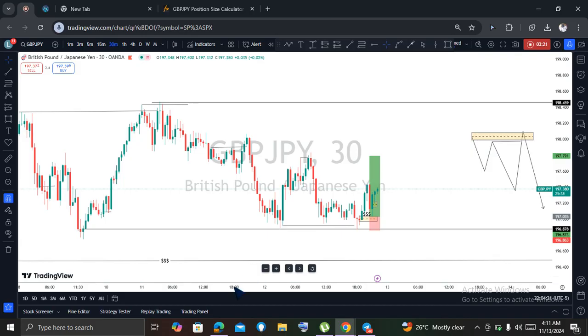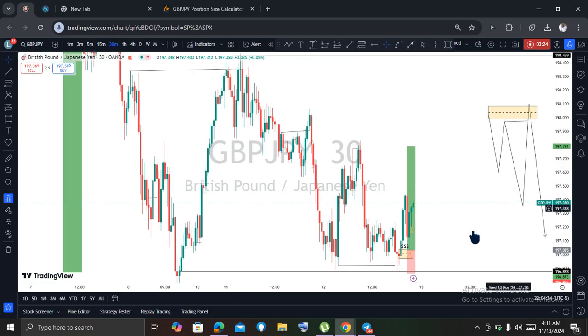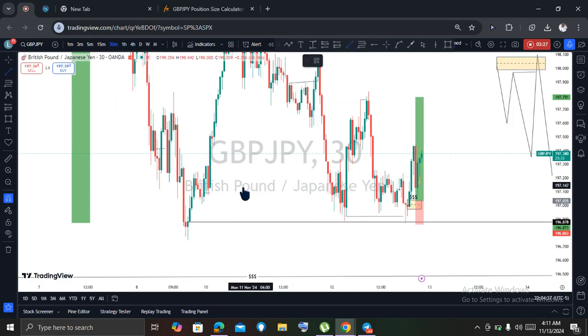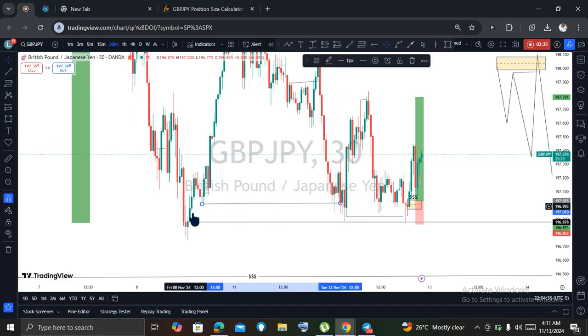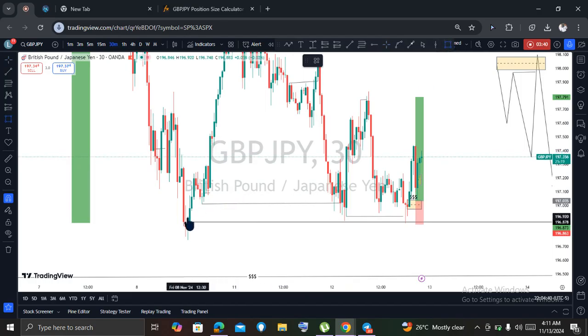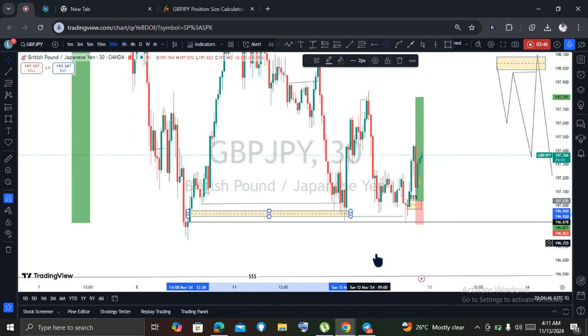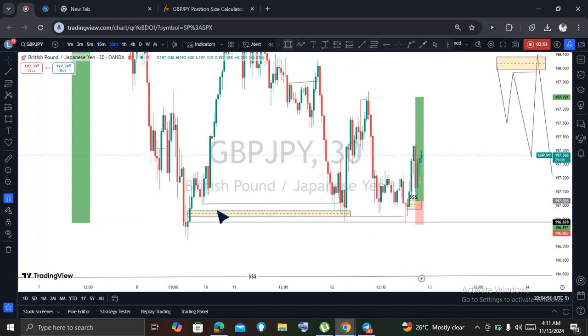Let's take for example yesterday. I took this trade yesterday. This was where I was looking forward to. I was looking forward to this area to take my trade, right? You are either taking your trade at the extreme order block or the extreme fair value gap, right? So I took my trade around this area. I took it with the order block.